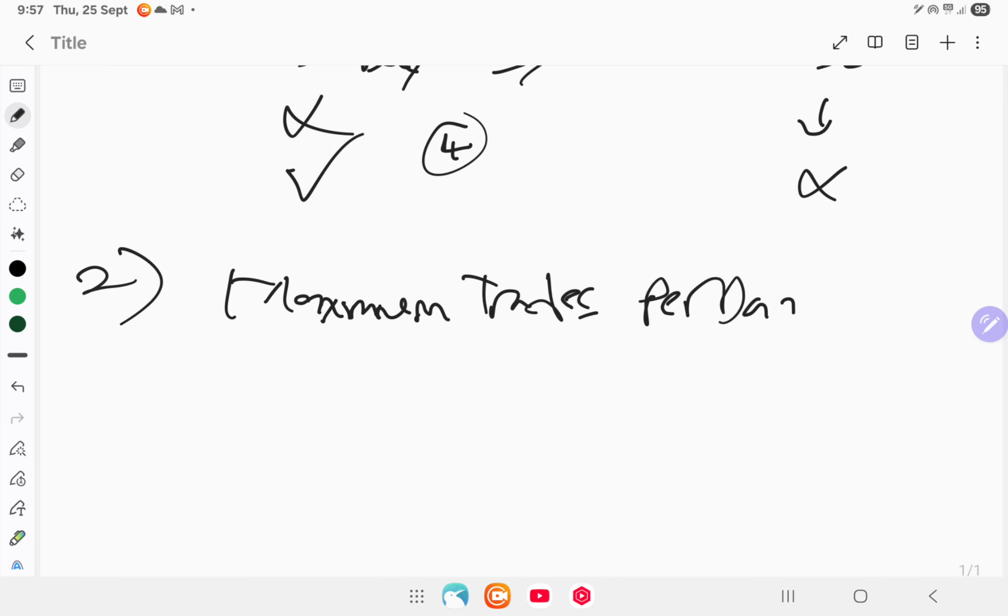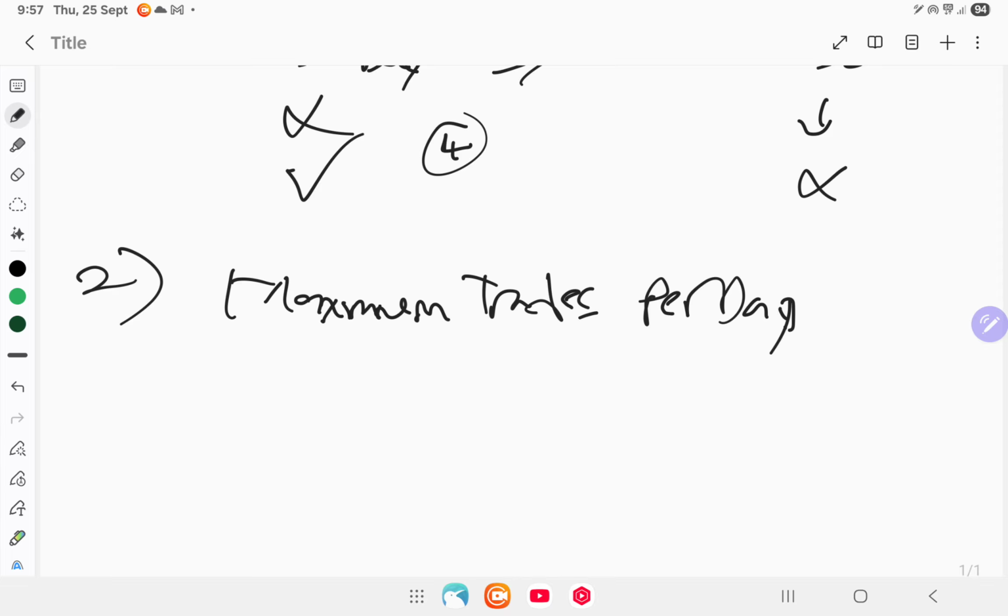Maximum trades per day. Okay, now if you're that person who takes 5, 6, 7, 8, 10 trades per day, something is obviously wrong with you. The forex market is not a local market. You understand? It's not a market where you take those kind of excessive trading. It will do you dirty in the forex market.